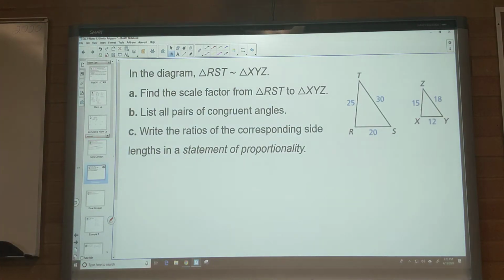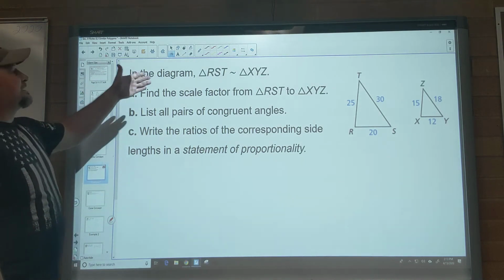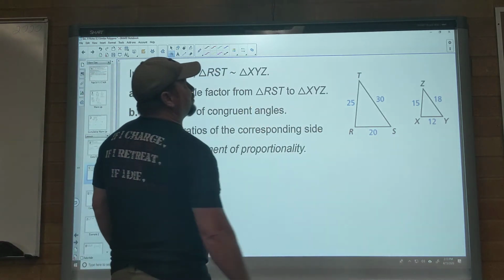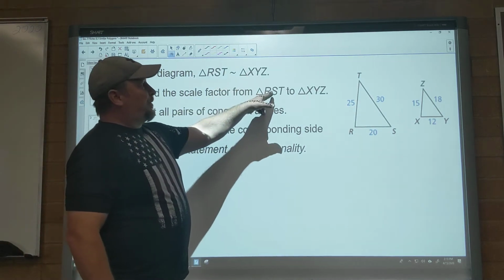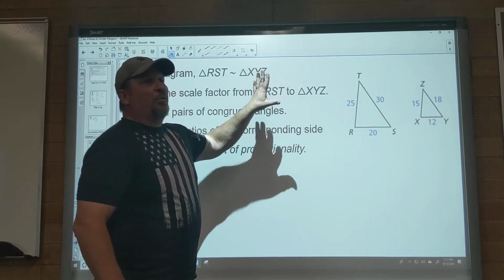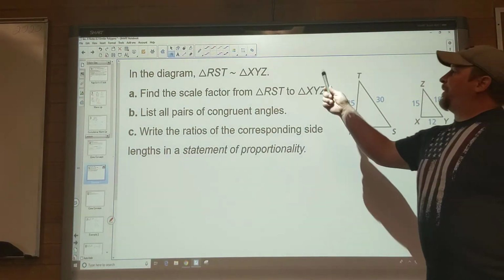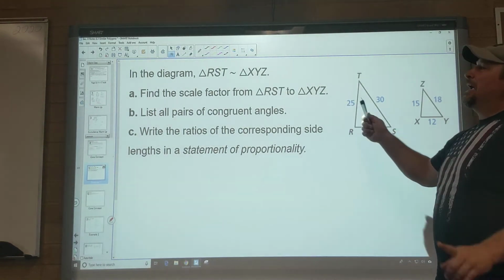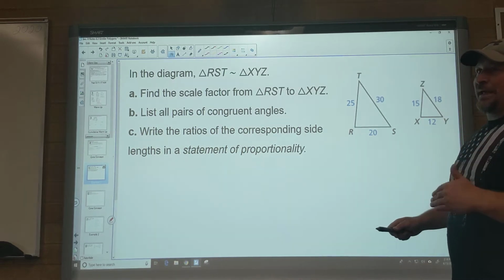We've got triangle RST is similar to triangle XYZ. So they're telling us they're already similar. Find the scale factor for triangle RST to triangle XYZ. So this one has to be on top. This one has to be on bottom. And it won't matter what any of these numbers I pick. But I do have to pick from this triangle first. Then I have to pick from this triangle second. It never matters what I pick first. It only matters what I pick next.